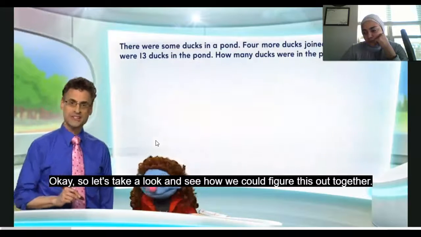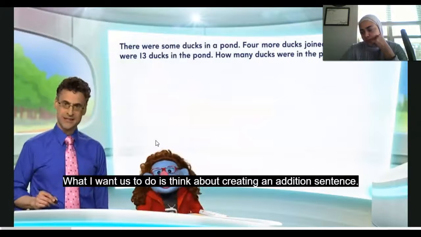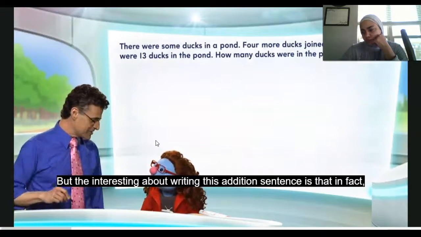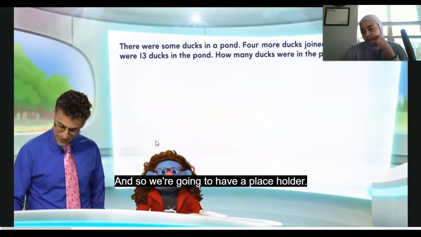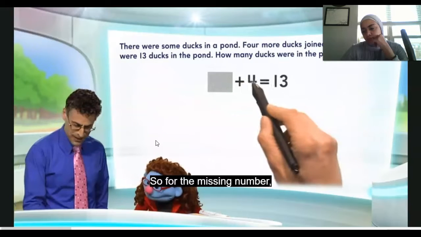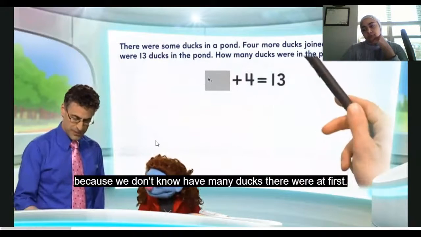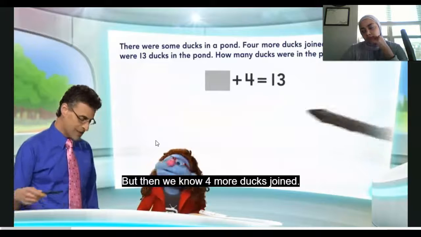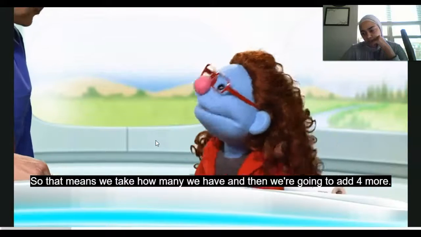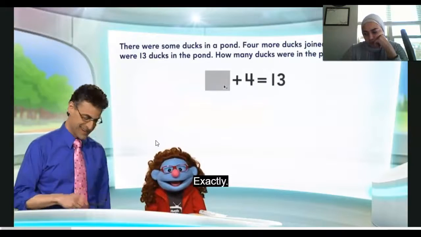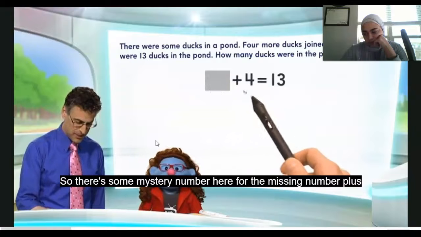Okay, so let's take a look and see how we can figure this out together. What I want us to do is think about creating an addition sentence. But the interesting thing about writing this addition sentence is that, in fact, we don't know all the facts. And so we're going to have a placeholder. So for the missing number, I've actually put in a little placeholder. Because we don't know how many ducks there were at first, but then we know 4 more ducks joined. So that means we take how many we have, and then we're going to add 4 more. Oh, yes, we are. Exactly. So that's going to be a +4.